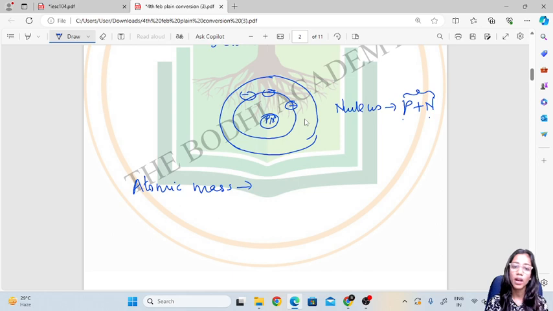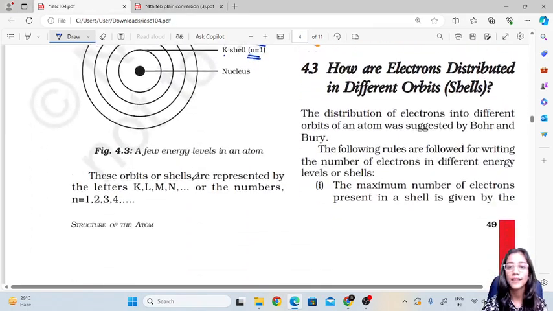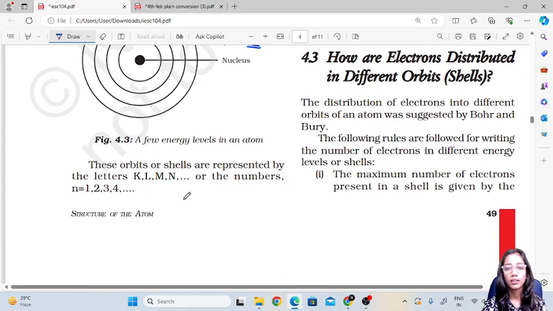So atomic mass is given by the number of protons plus the number of neutrons, which are present inside the nucleus. So the mass of an atom is given by the sum of the masses of the protons and the neutrons. So this is the next discovery, and here we end the contributions of all the scientists.